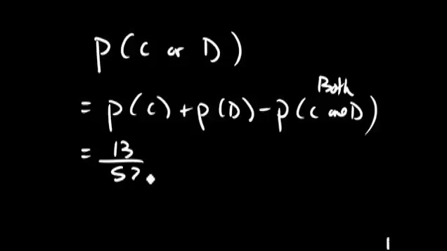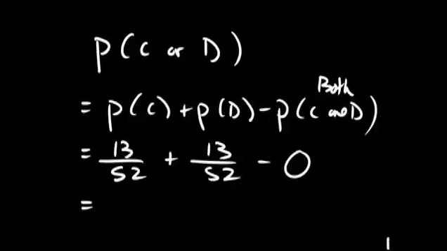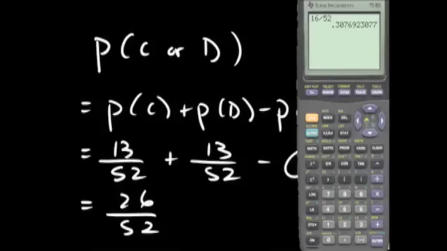13 over 52 plus 13 over 52 minus 0. 26 over 52. The answer is 0.5.